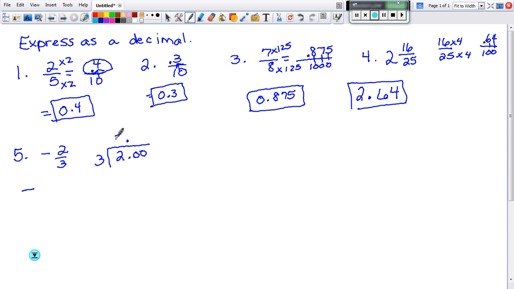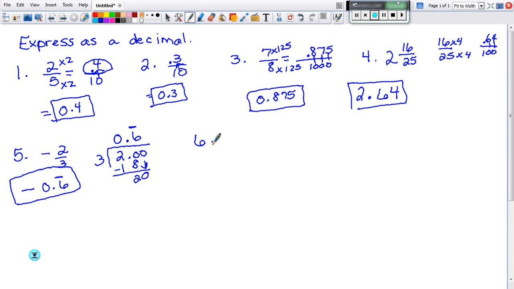3 doesn't go into 2. 3 goes into 20 6 times. 6 times 3 is 18. Subtract. You bring down your next number, 0. You got 20 again, so this is going to repeat. So 0.6 repeating. Whatever repeats gets a repeating bar, and that one's done.